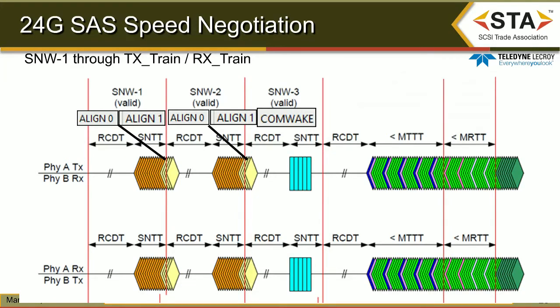where you would do the PHY capability exchange. Again, here you would wait 500 microseconds. You're still supposed to send the OOB idle during that RCDT time. Then you'll send the COM wakes. Again, those are expected to be sent from both PHYs, assuming they support SNW3. So assuming they are 24 gig.